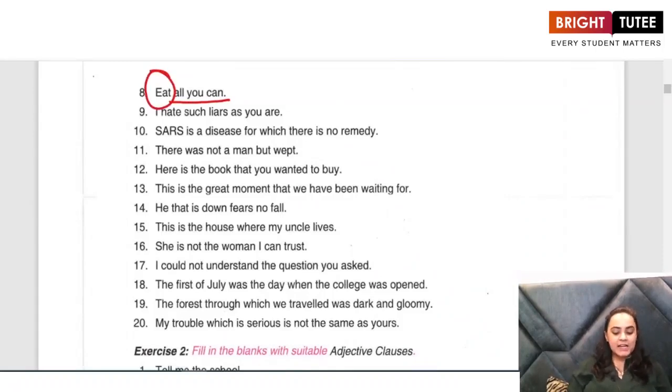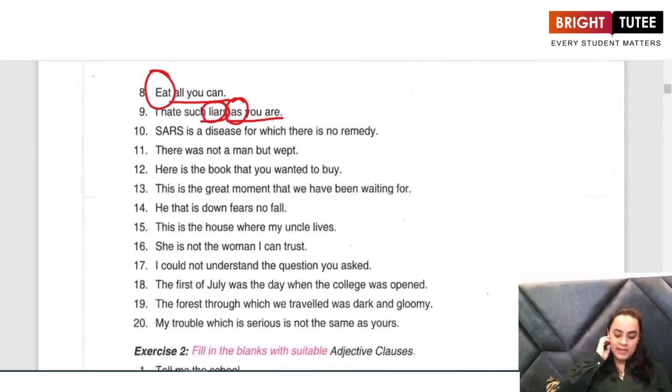I hate such liars as you are. Adjective clause, as you are. Here, as is replacing a relative pronoun. And what is this as you are describing? Liars. Who do you hate? The liars.